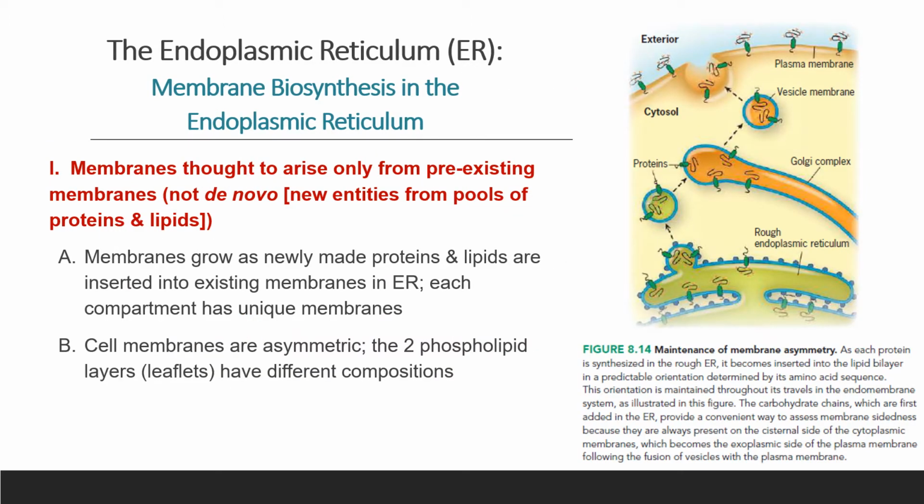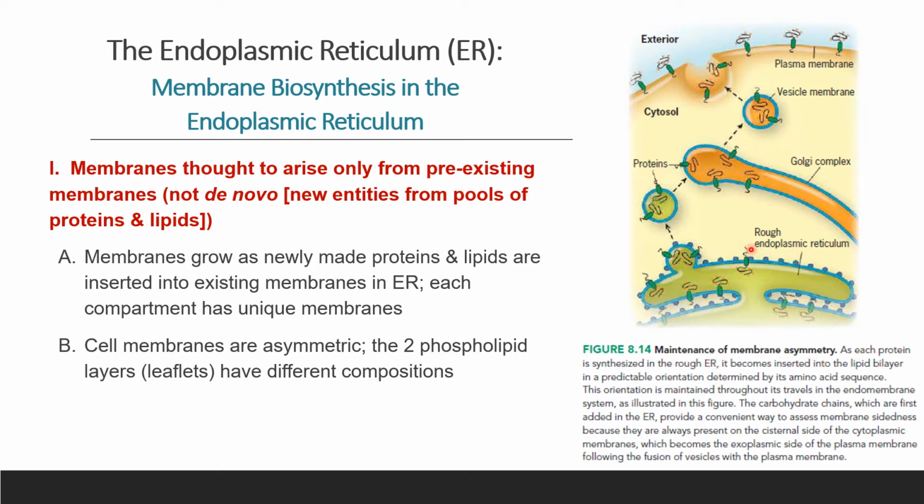Next, we have the membrane biosynthesis in the endoplasmic reticulum. Membranes are thought to arise only from pre-existing membranes. As we all know, membranes grow as newly made proteins and lipids are inserted into existing membranes in the ER. Each compartment actually has a unique membrane, and cell membranes are asymmetric, having two phospholipid layers, or leaflets, that have different compositions. In this figure, you will see the maintenance of the membrane asymmetry.